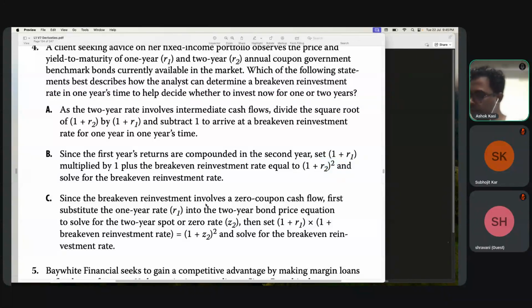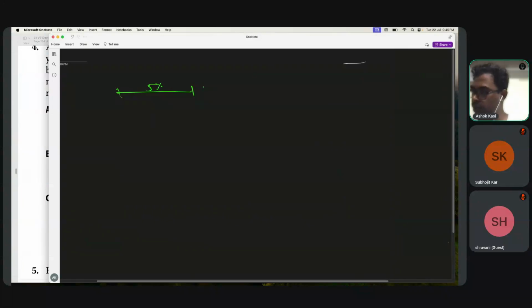This one: since the break-even reinvestment involves zero coupon cash flows, first substitute 1 year R1 into the 2 year bond price equation to solve for the 2 year spot or zero. Yeah, so this one into 1 plus break-even reinvestment. So break-even reinvestment is this one, R2, you can say. Okay, this interest. Okay, that means this part.